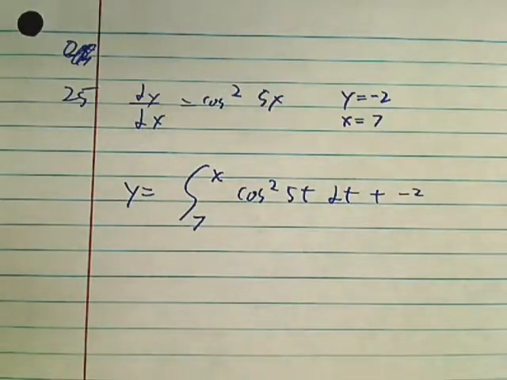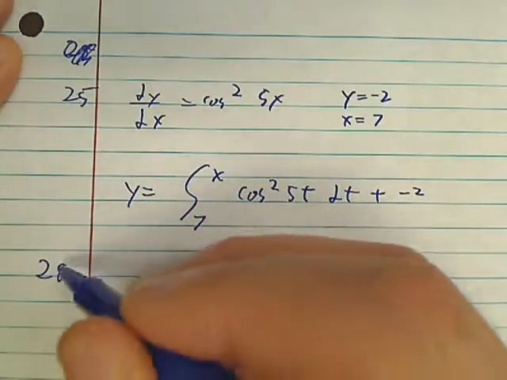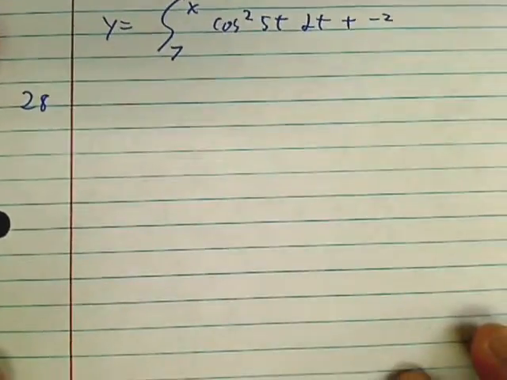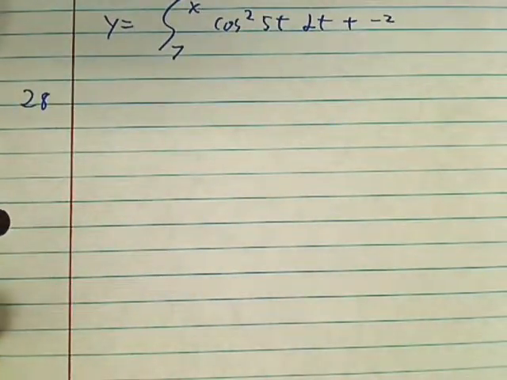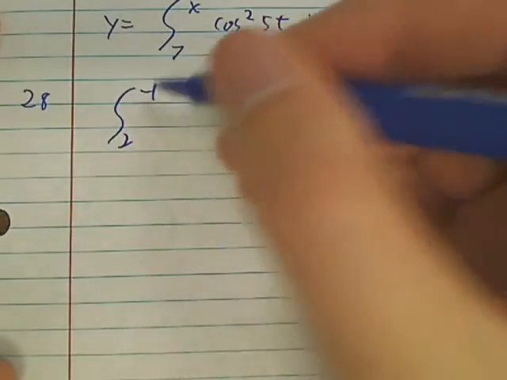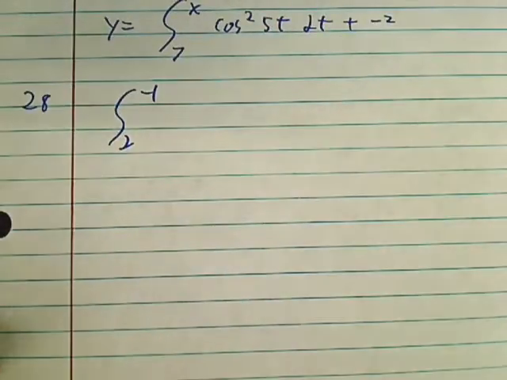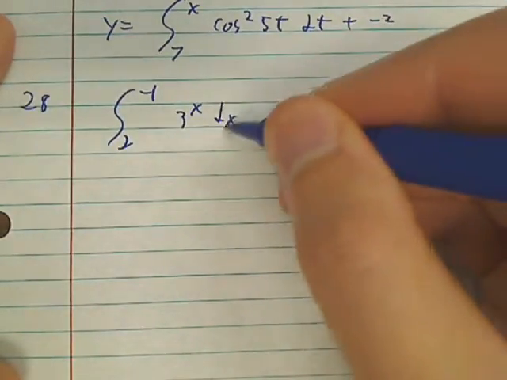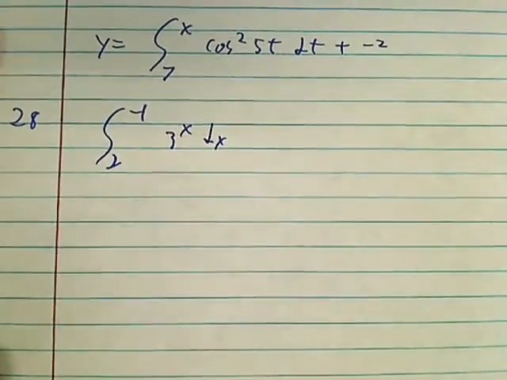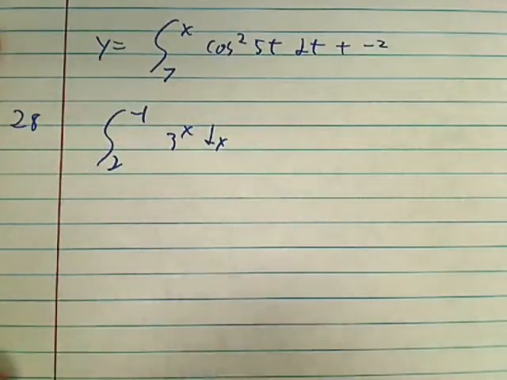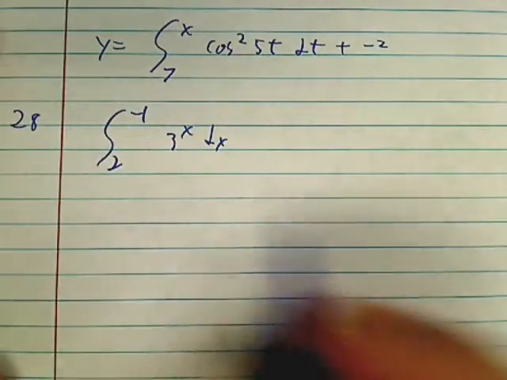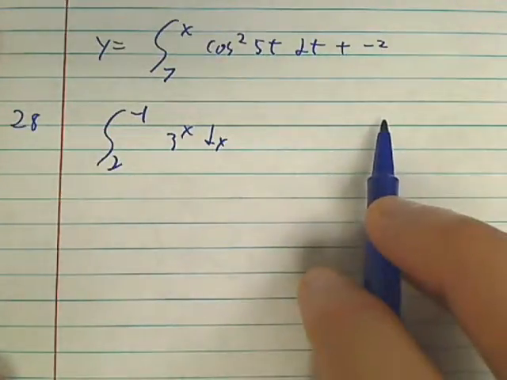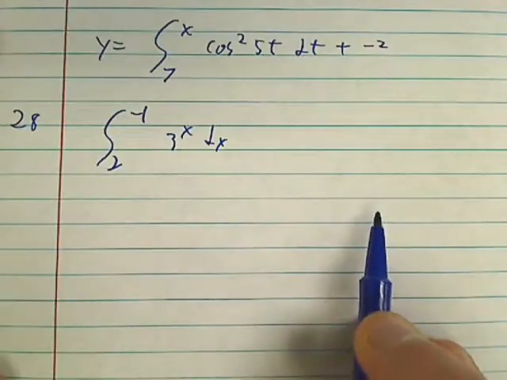Let's try one more, number 28. The integral from 2 to -1 of 3 to the x power dx. I need to find the antiderivative of 3 to the x power. A good thing to do is just start with something and see what the derivative of that would be, and then modify it.